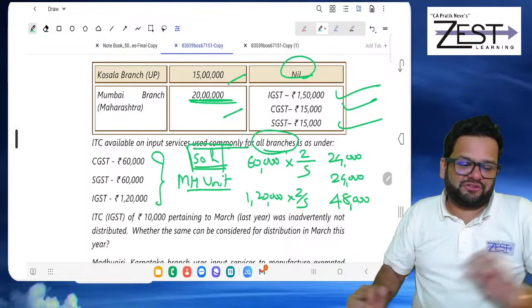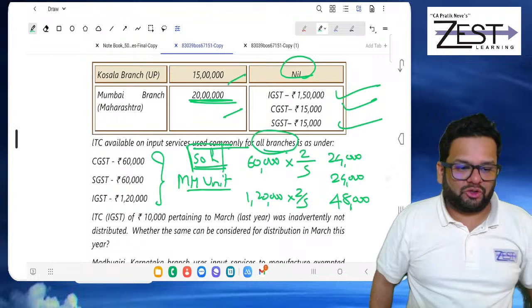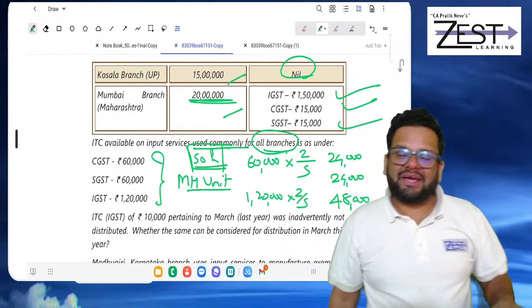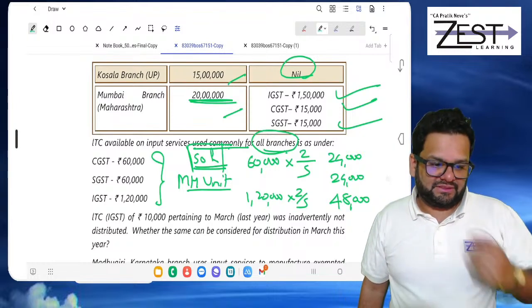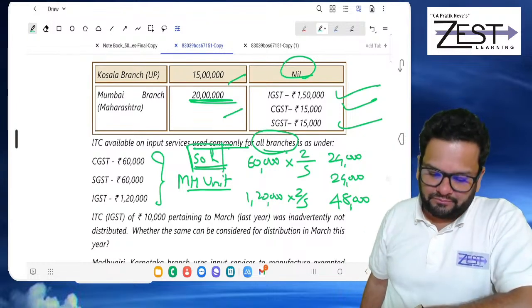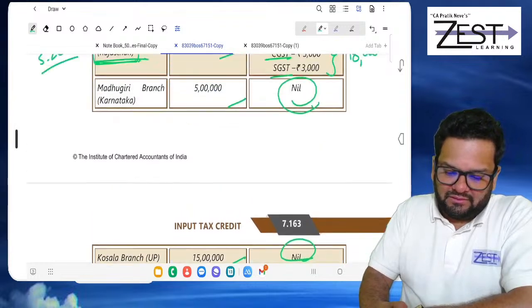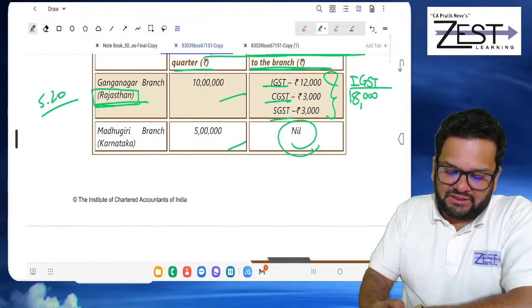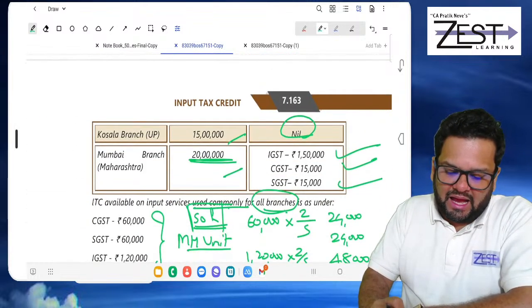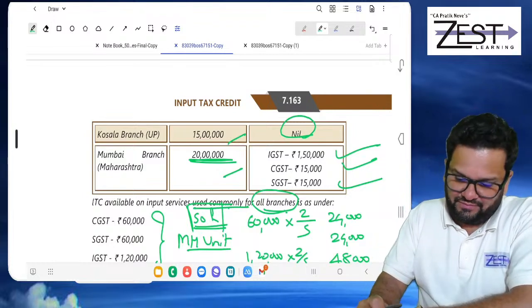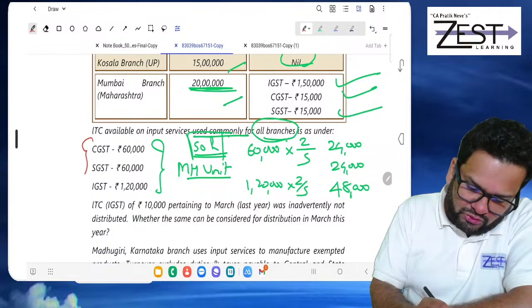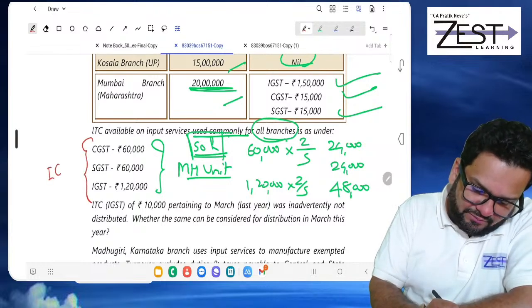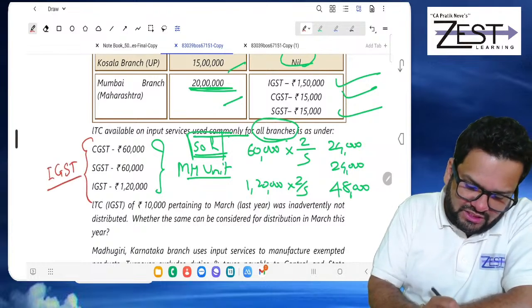Friends, no response from your side for a lot of time. I hope you are calculating it. Yes, sir, we are calculating it.